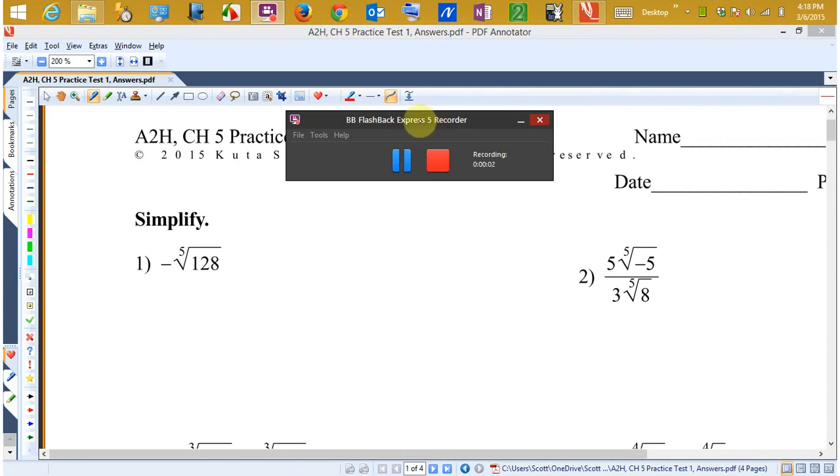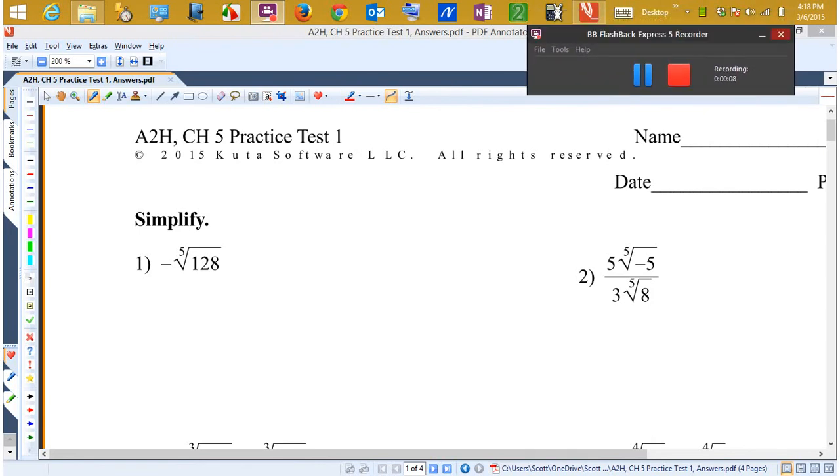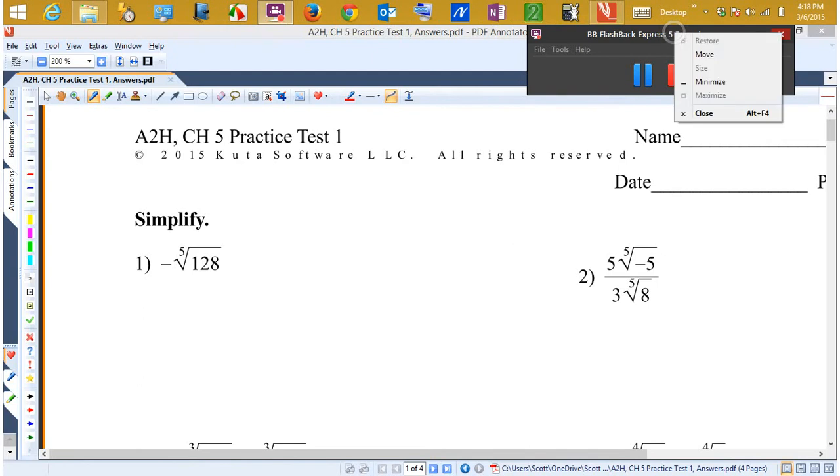Okay, I'm going to work out the practice test for Chapter 5, and I'm going to work it out page by page. When you find it on Schoology or wherever it's going to be posted, each page will be a separate file, so you can focus in on the ones that you need.